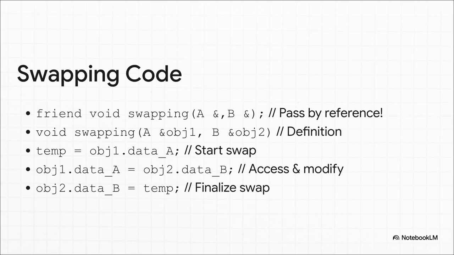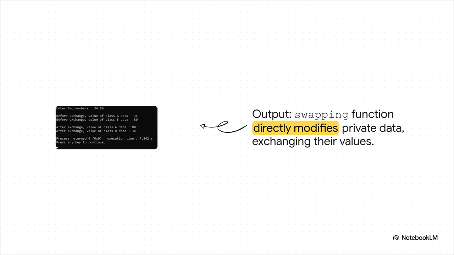The function then just runs a classic swap, directly messing with the private data, data A and data B, and the output here is just undeniable proof. We put in 34 and 80. Before the swap, class A has 34, class B has 80. Then we call our friend function, and after the swap, class A has 80 and class B has 34. The values have been exchanged. That's a direct modification of private data, all thanks to our friend function.